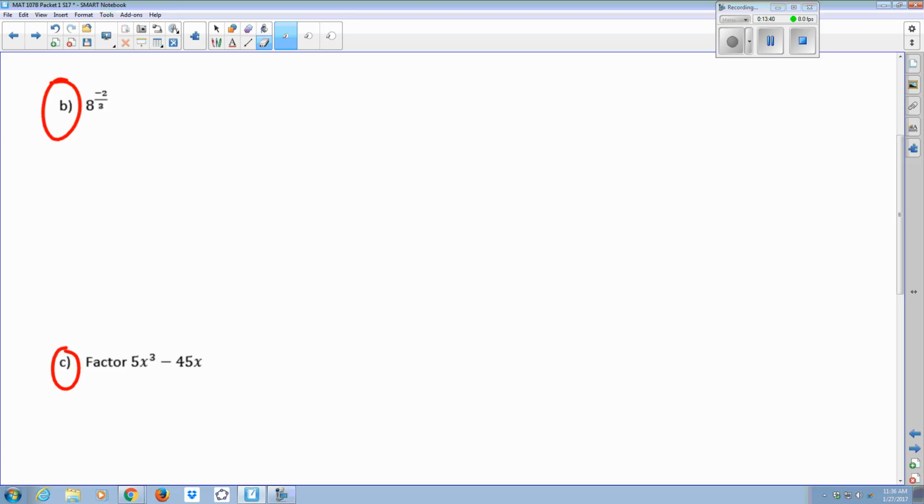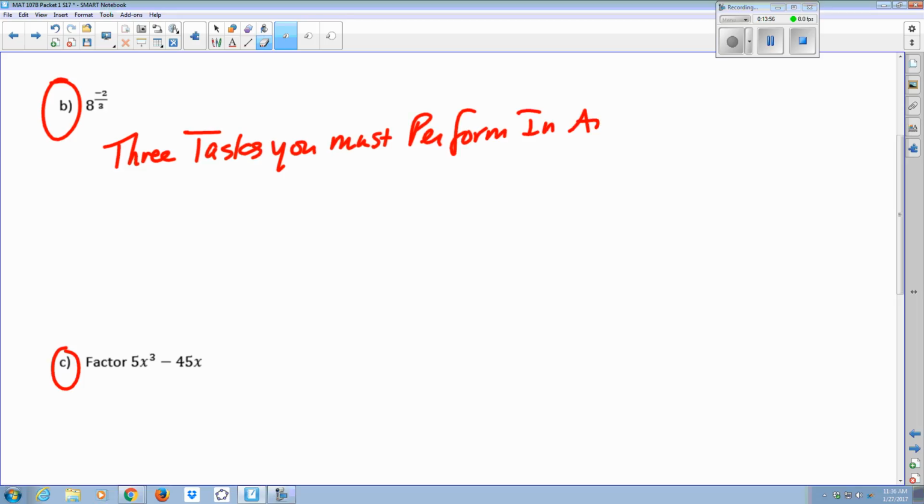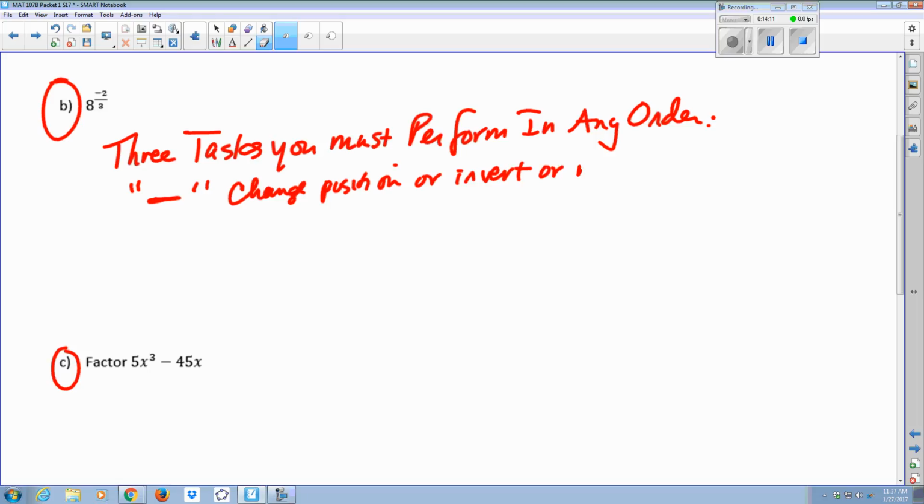8 to the negative 2/3 power. There are 3 things happening here, 3 things happening to 8, 3 tasks you must perform in any order, although some orders are a little easier to do than others. You have to take care of this little thing at some point, which means to change the position of the base, or invert, or reciprocal, whatever works for you.